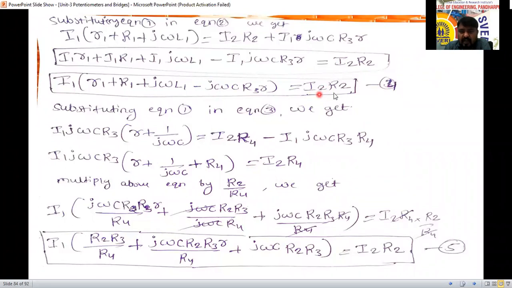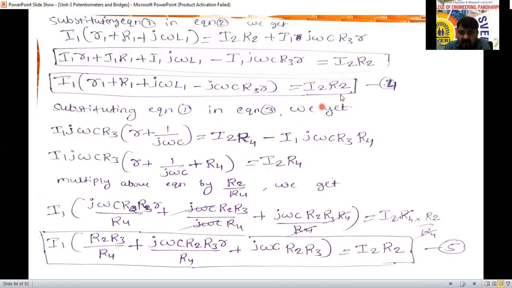What is there in equation number 4? I2 R2. And what is here? The term I2 R4. I want to get I2 R2 in this equation also. What do I have to do? I have to multiply by R2 and divide by R4. R4 needs to be removed, R2 needs to be multiplied. Yes or no?